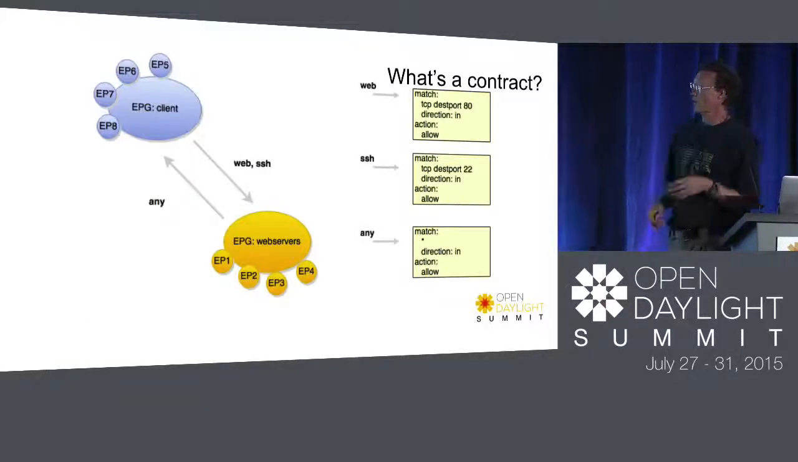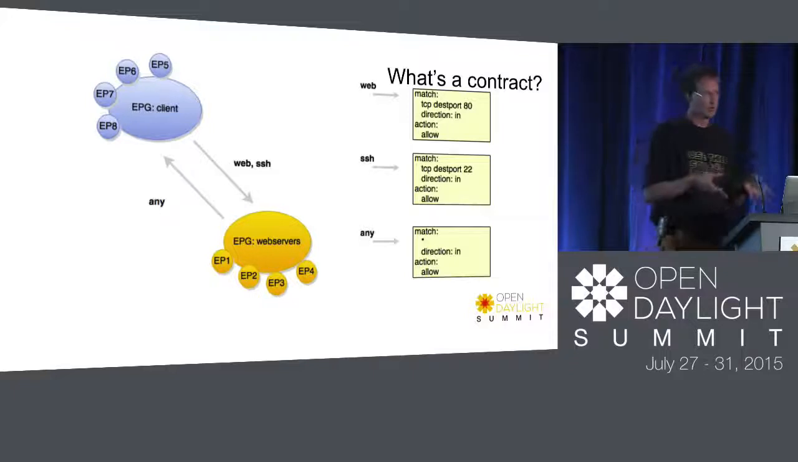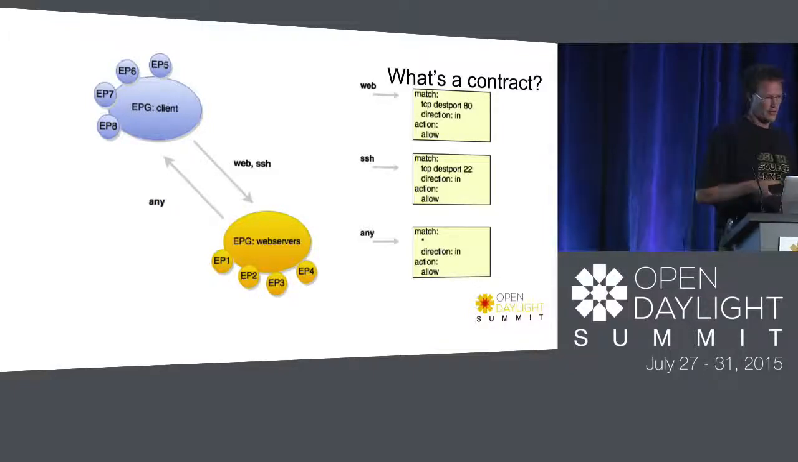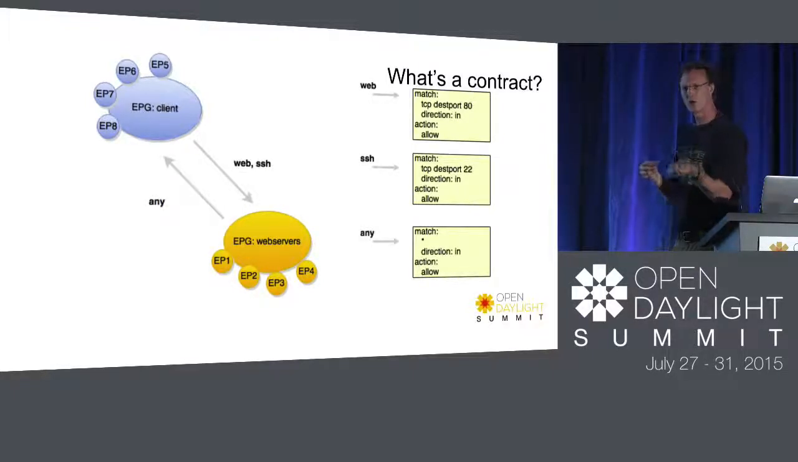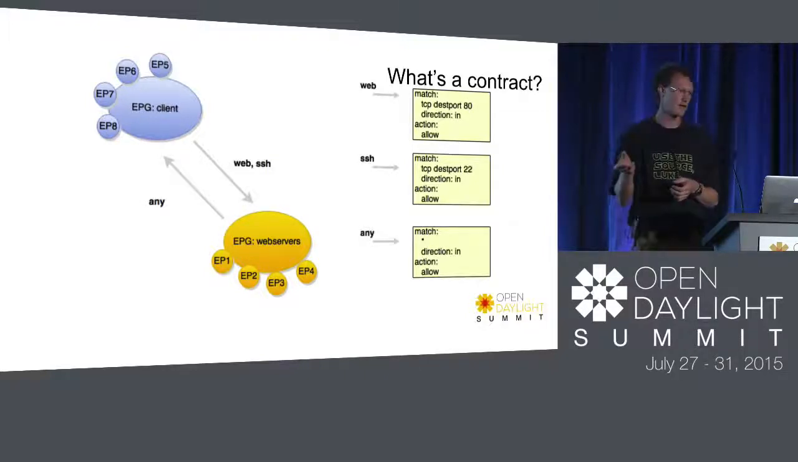So then what's a contract? If we have a group of things, then the contracts themselves have this notion of directionality, right? So you have a consumer and a provider. You have to have a group consuming the contract. You have to have someone providing the contract. And directionality is from the perspective of the provider of the contract.